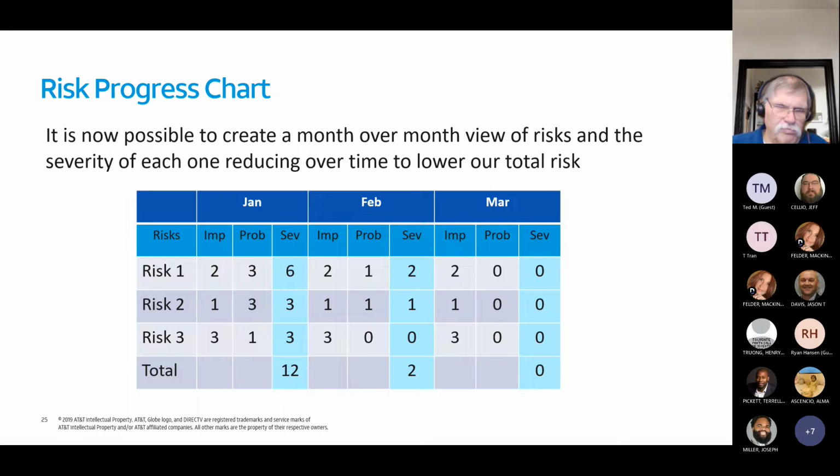Okay, and in March, all of the risks have been addressed for this particular effort. So risk 1, risk 2, and risk 3, we're saying that the probability is 0 that they will occur. So just by definition, that means that the severity is down to 0 for each one. Okay.